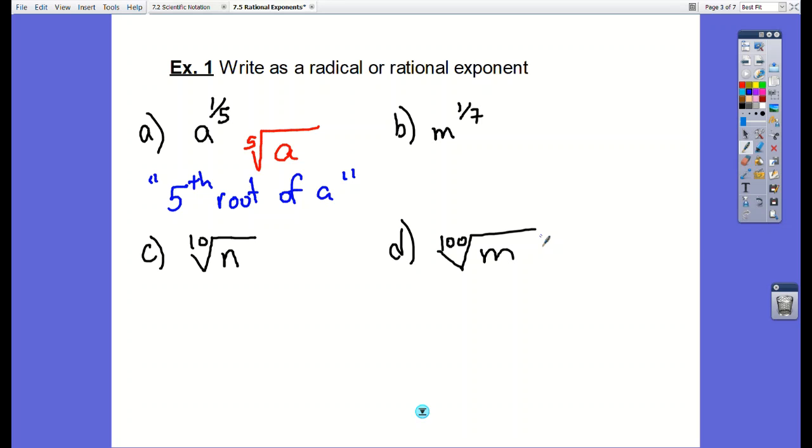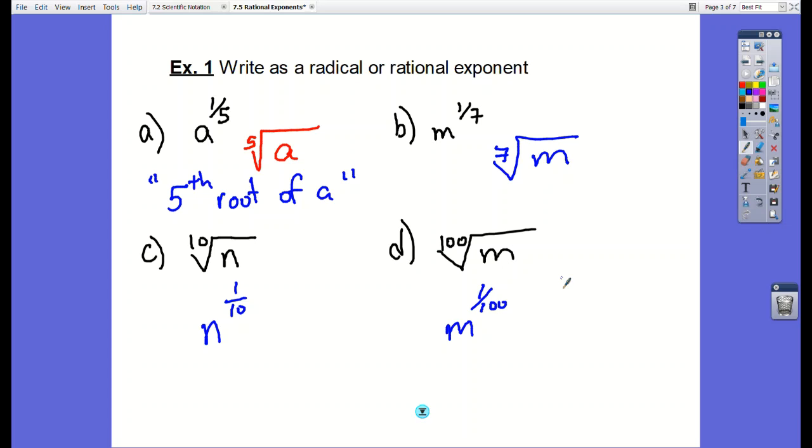So the next one, still take a volunteer. Phil? 7, 3, and 10. All right. So then in part C, I gave you the 10th root of n. So then somebody turn this into 1/10. Awesome. And then I gave you the 100th root of m. Patrick? M to the 1/9 power. There we go. Just like that.